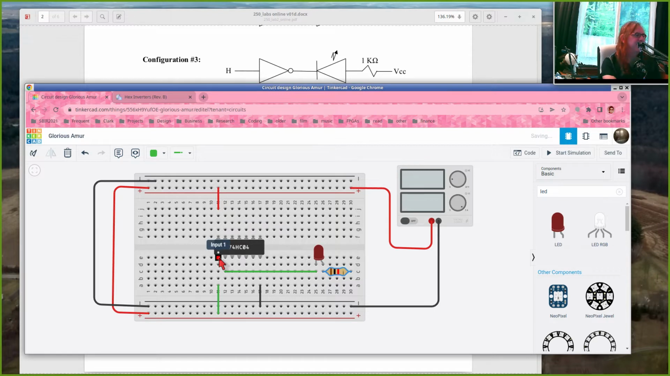So now I have high coming in here, here's my inverter, there's the output. That goes through a wire into the negative side of my LED, that's right here. Here's the positive side of my LED right here. That goes through a resistor right here, and then this end over here goes to VCC. So I can put another wire over here and maybe run that up to VCC. And so there's a setup for my circuit. So if I run that, my LED turns on.